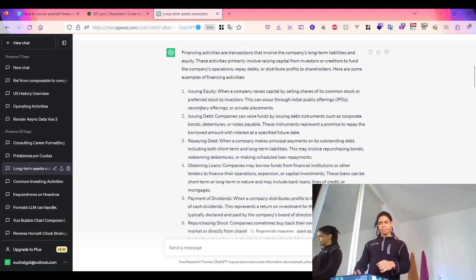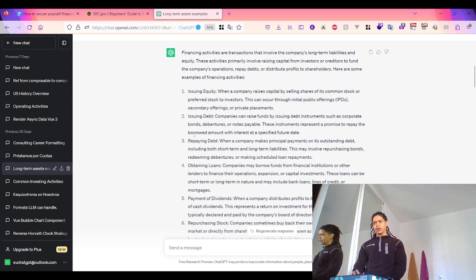Issuing equity, issuing debt. So this is financing. These are financing examples. If a company is constantly issuing equity and issuing debt, that might not be a good sign of an investment.